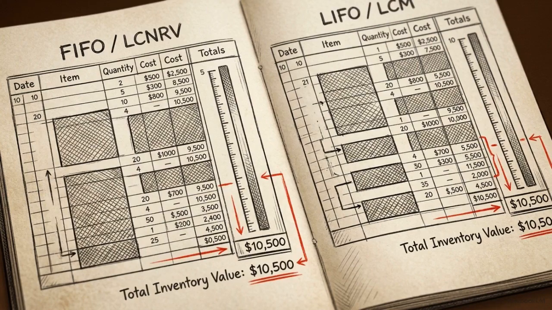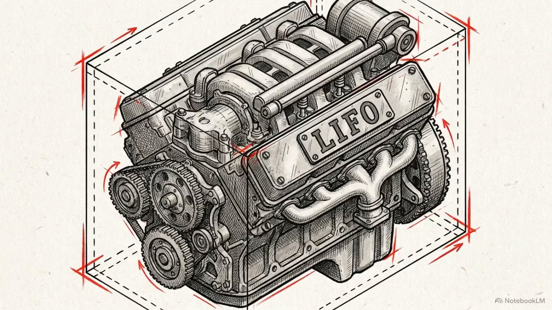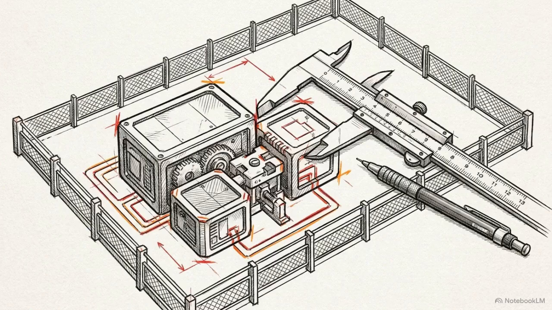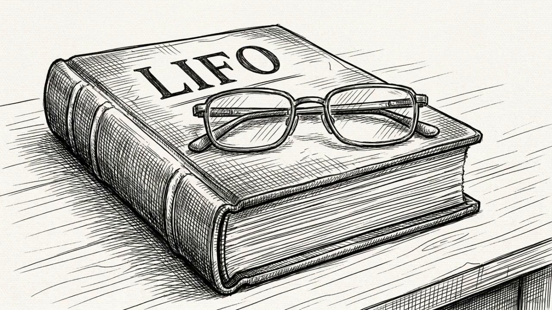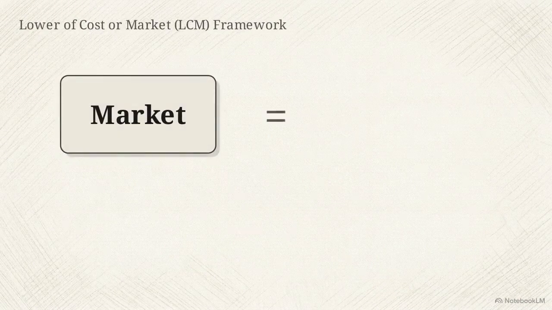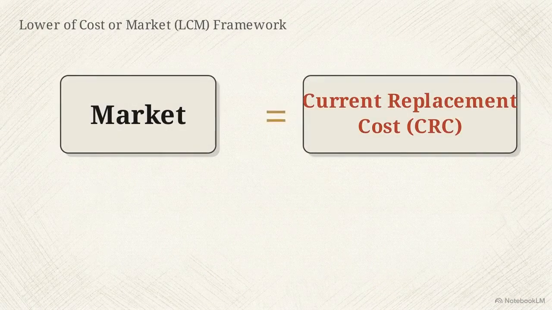Both methods aim to measure the exact same economic loss, but because LIFO operates differently under the hood, it requires a complex set of boundaries to prevent earnings manipulation. That boundary system is the core of our technical analysis. To apply the LCM model under LIFO, we first need to define the term market. By default, market starts as the current replacement cost of the inventory.